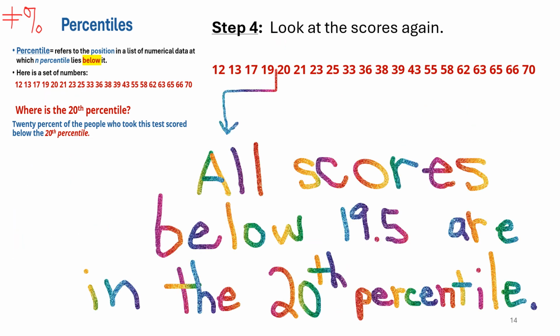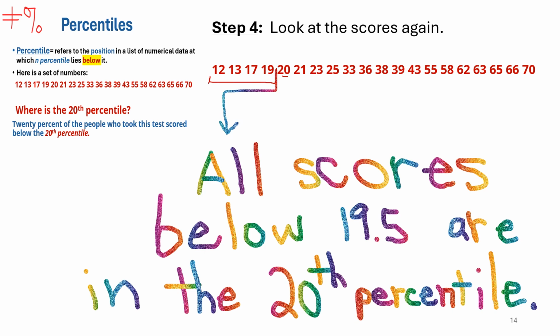So what do we do next? All scores below 19.5 are in the 20th percentile. So you're just going to go up a little. It's below 1, 2, 3, 4. And isn't that below 20 anyway? 20, 20th, but your percentile is 19.5.